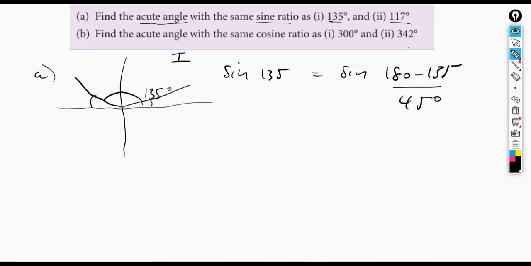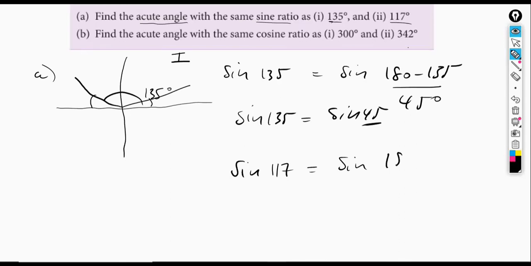So it means that sine of 135 is equal to sine of 45, and this is our acute angle. Likewise, sine of 117 is going to equal sine of 180 minus 117, and that is going to equal sine of 63 degrees. So these would be our solutions for sine.